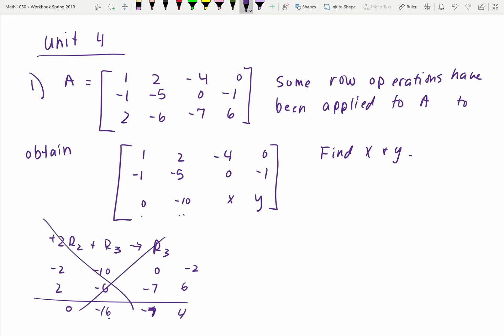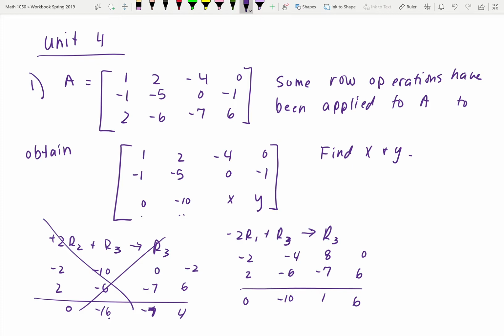So maybe they used row 1. So go negative 2 times row 1 plus row 3 becomes my new row 3. Okay, so negative 2 times row 1 is negative 2, negative 4, 8, and 0. Put row 3 right underneath it. Add those together and you get 0, negative 10, 1, and 6. So that's it because the zeros match, the negative 10s match. So your answer is x must be 1 and y must be 6.